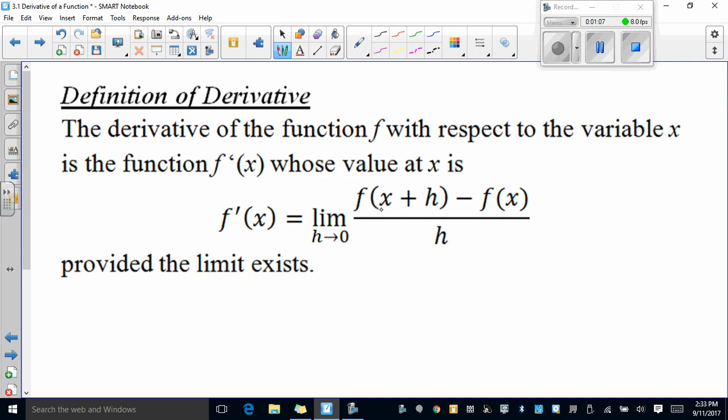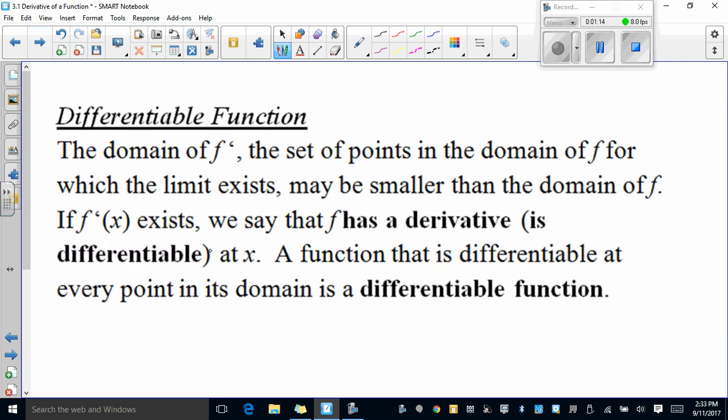Differentiable functions: the domain of f prime, the set of points in the domain of f for which the limit exists, may be smaller than the domain of f. If f prime exists, we say that f has a derivative, is differentiable at x. A function that is differentiable at every point in its domain is a differentiable function. So that's the biggest thing, is if it's differentiable at every point. We are going to talk about later ones that are not differentiable.